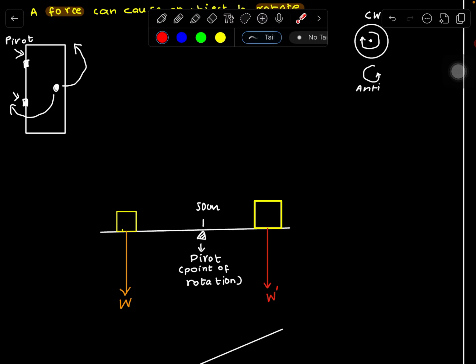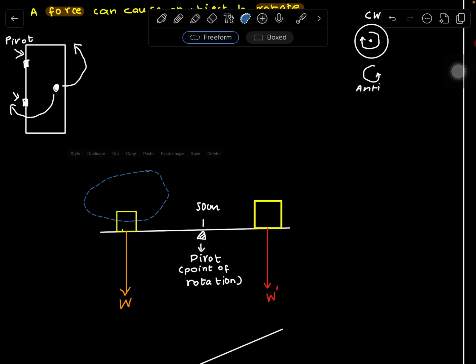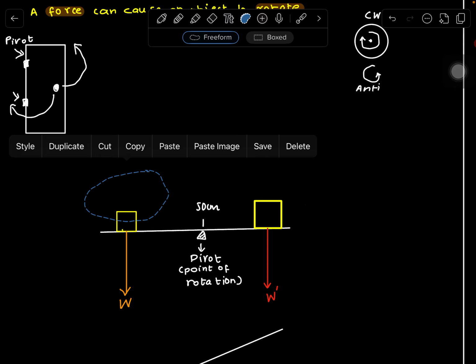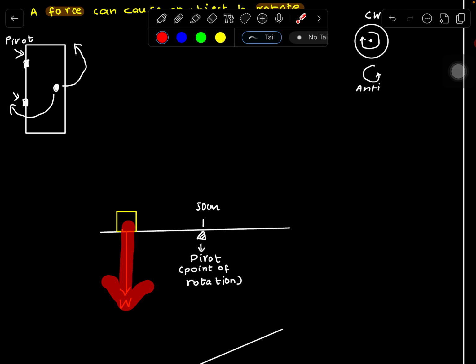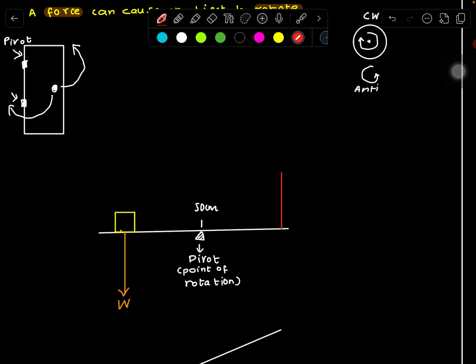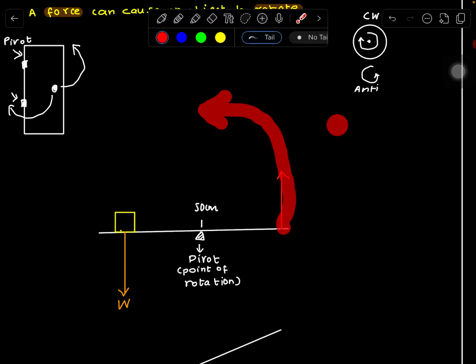Okay? Now if I manually apply a force, let's say I don't have these boxes, or maybe let's leave one box on and remove the other box. And this box is applying a force down, but I manually apply a force up. In that case, this force is, what is it? What do you guys think? Is it clockwise or anti-clockwise?